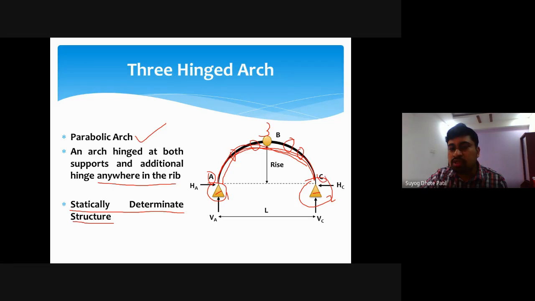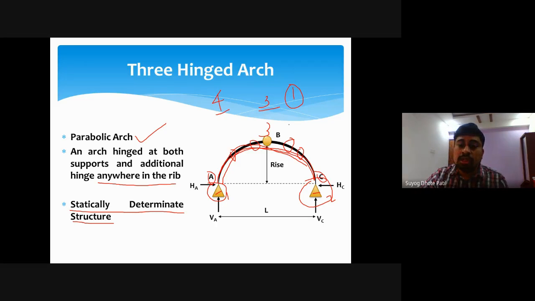Joint C will consist of two reactions. The number of unknown reactions is four, whereas the number of equilibrium equations is three. So the number of equilibrium equations is three and the unknown forces are four, so to one degree it is indeterminate.